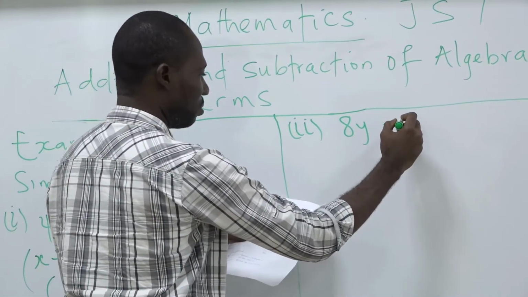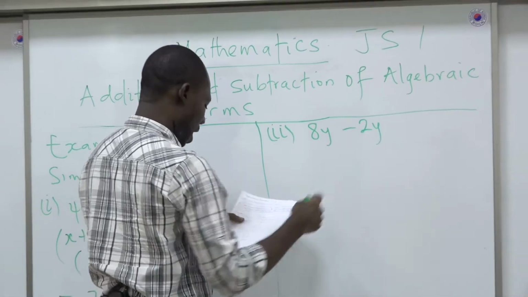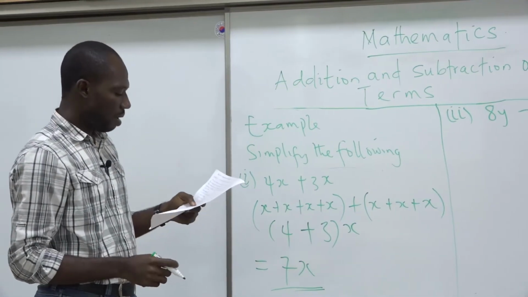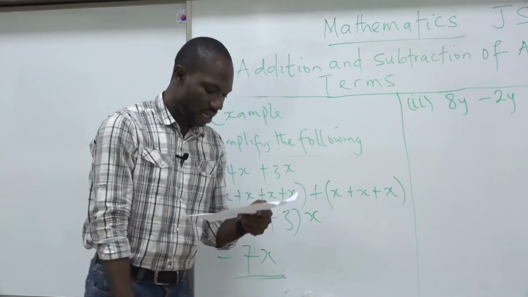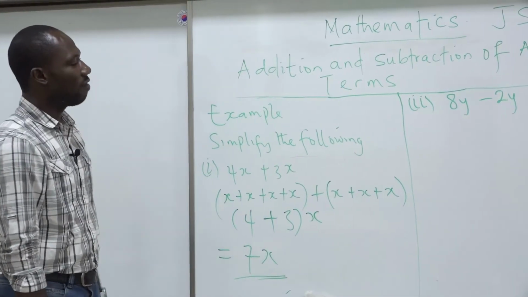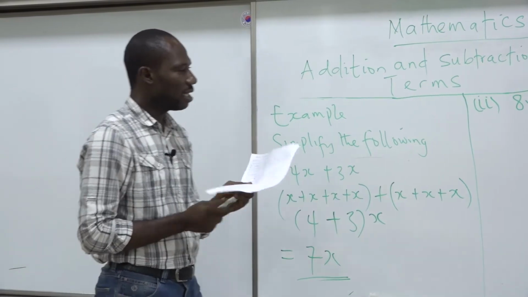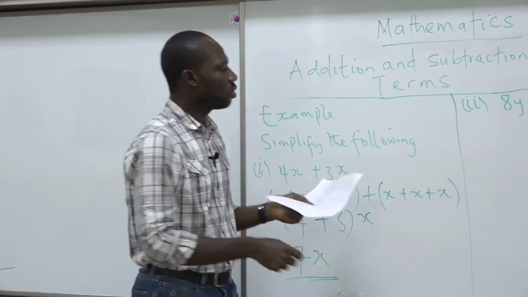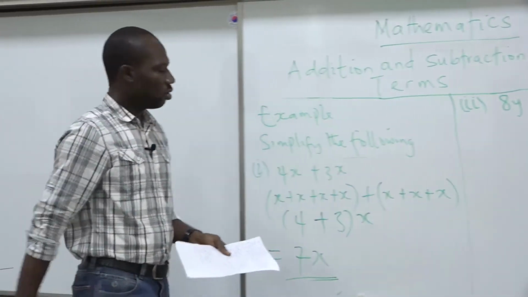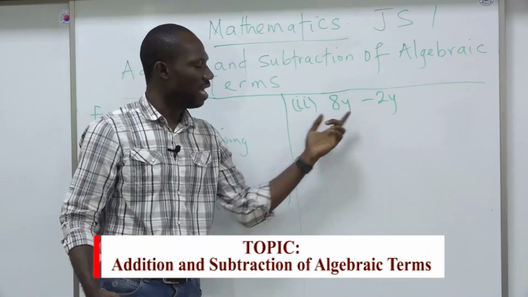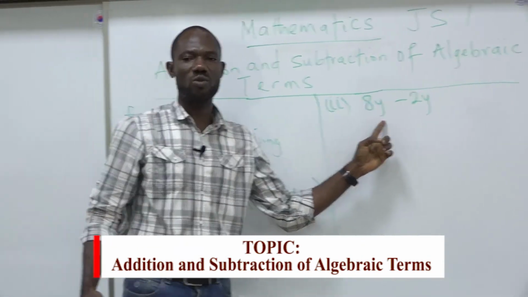We have 8y minus 2y. Remember, we are still dealing with the first example. We have 8y minus 2y. So we want to see how we go about it. In this case, we have our known term to be 8 and our unknown term to be y.